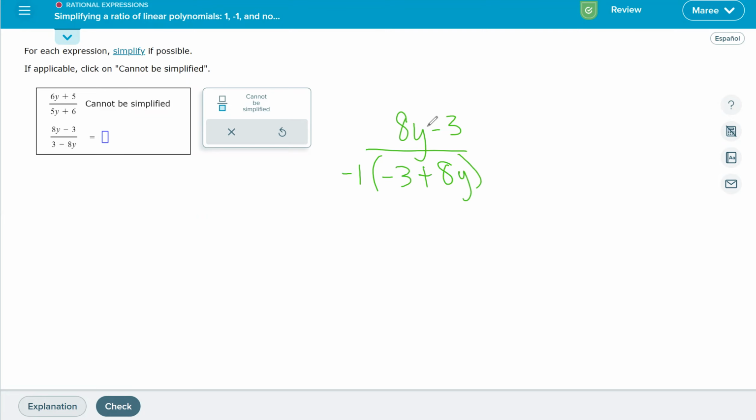Now, this is the same as what's in the numerator. So we're going to be able to cancel those. The numerator goes to 1, the denominator is -1. So our solution would be -1.